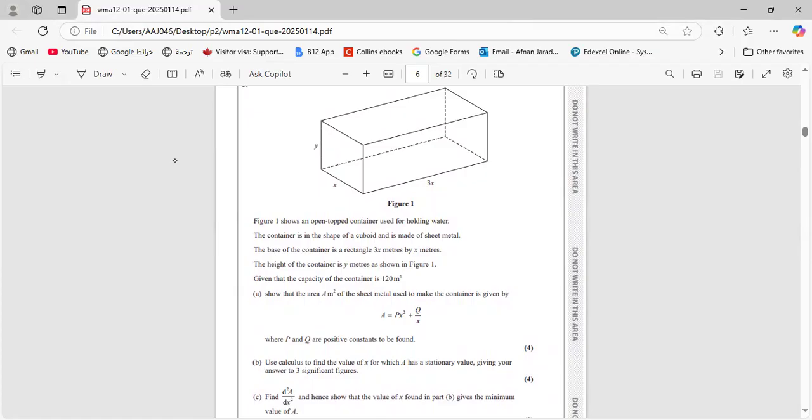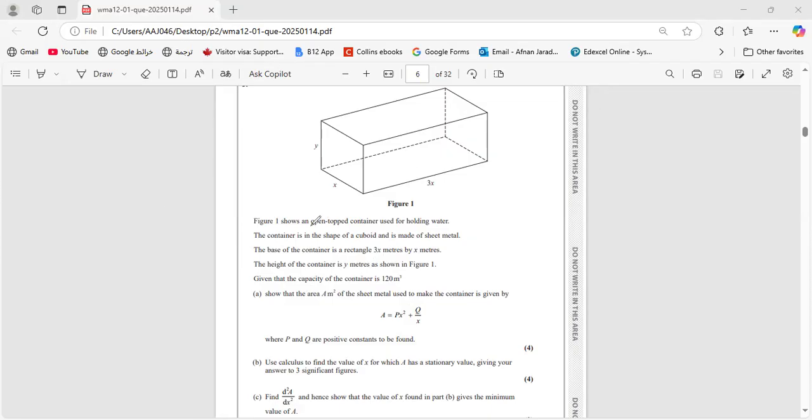Question number 3. Figure 1 shows an open-topped container used for holding water. The container is in the shape of a cuboid and is made of sheet metal. The base of the container is a rectangle 3x meters by x meters. The height of the container is y meters as shown in figure 1. Given that the capacity of the container is 120 meters cube, show that the area A meters squared of the metal sheet used to make this container is given by this formula.